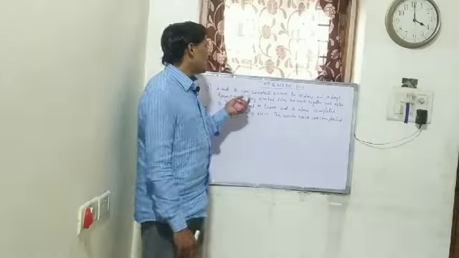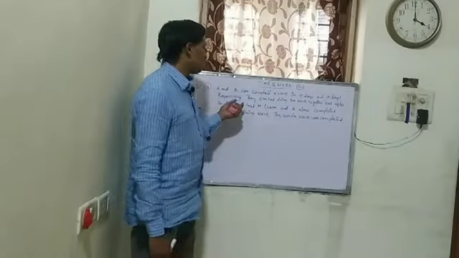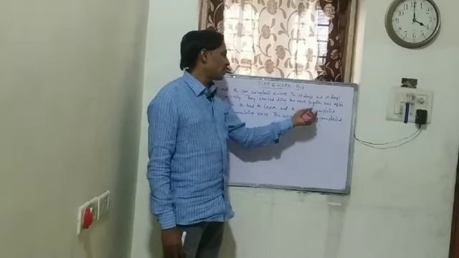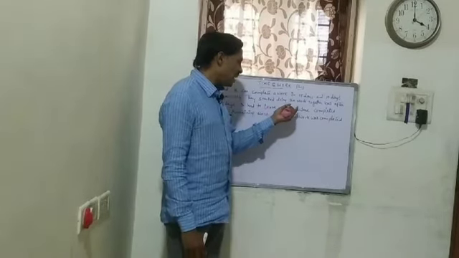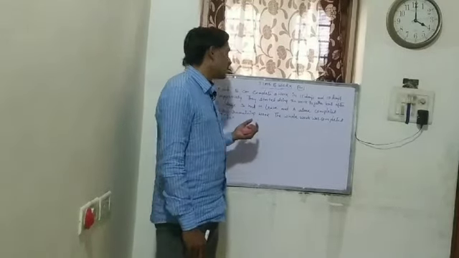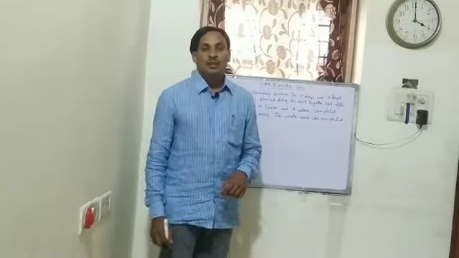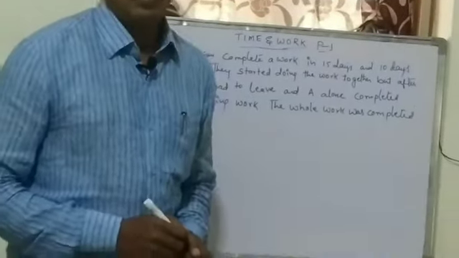A and B can complete a work in 15 days and 10 days respectively. They started doing the work together, but after 2 days B had to leave and A alone completed the remaining work. The whole work was completed in how many days? This is the question. So we have to do this one in the shortcut way only.